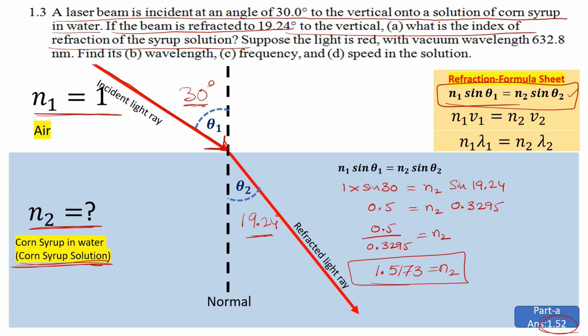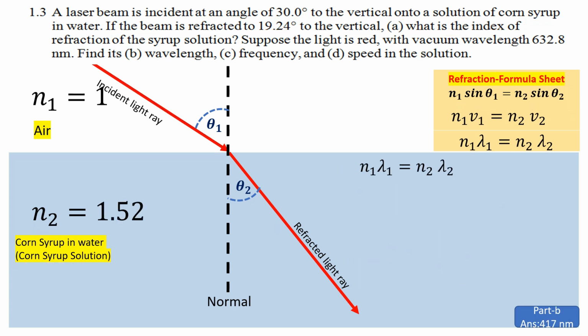Now the first part is over; n2 value we have got. Now we have to find the second part, the wavelength. Just now we got 1.5173; instead of 1.52, we can take 1.5173. It's up to us. Now we have to find the wavelength of the light ray. Suppose the light is red with a vacuum wavelength of 632.8 nanometers. Find the wavelength in the solution. Here it is given in the vacuum, or in the air, we consider the same.